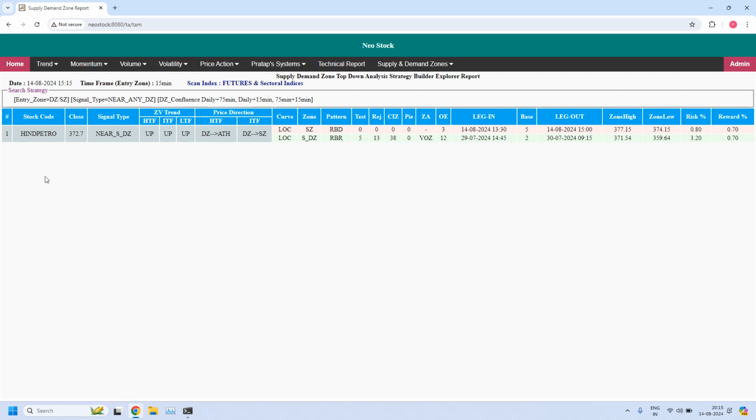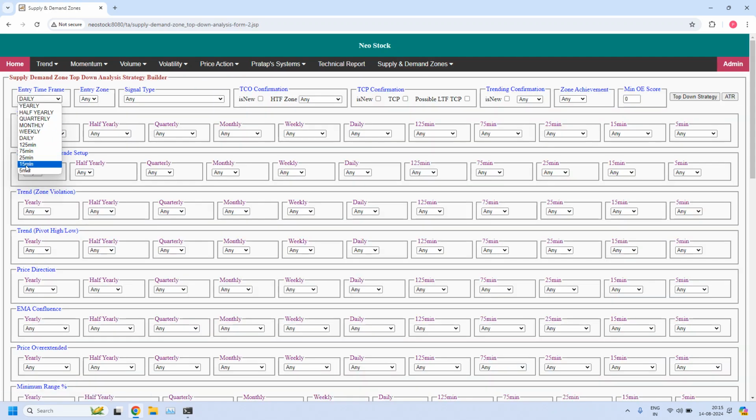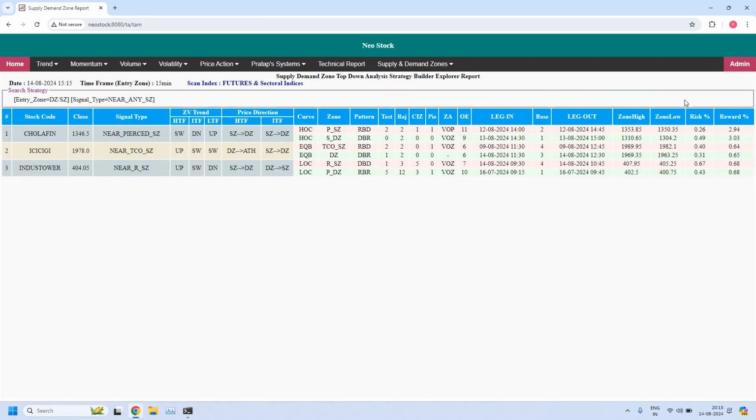Okay, the next time frame is again for 15 minutes time frame. For 15 minutes time frame, let us find the stocks near 15 minutes supply zone. Only 3 stocks are filtered near to the 15 minute supply zone. Out of these 3, 2 are pierced already, they are invalid.